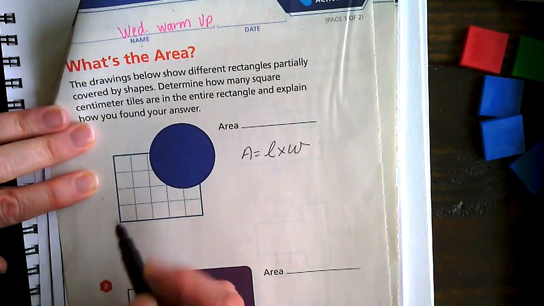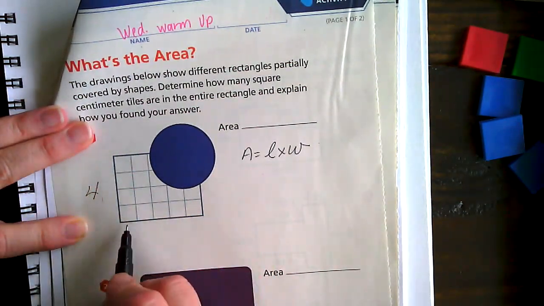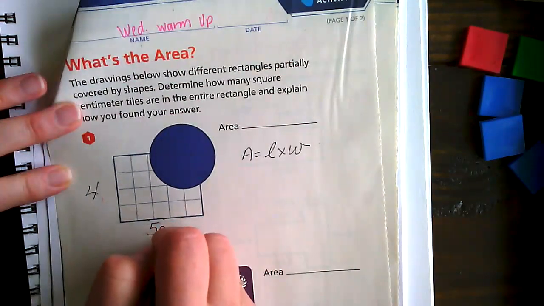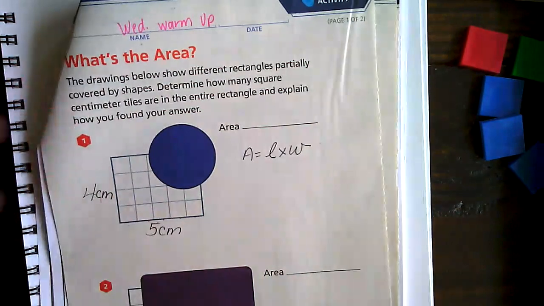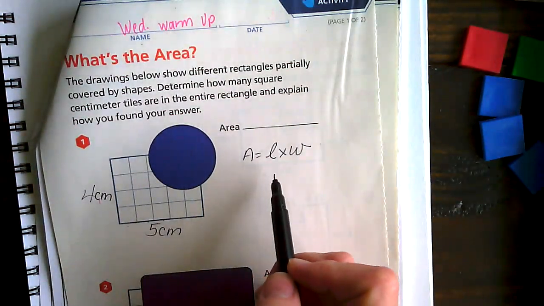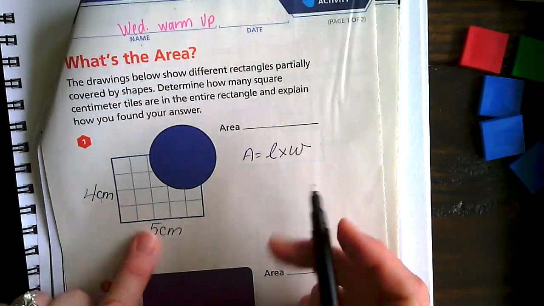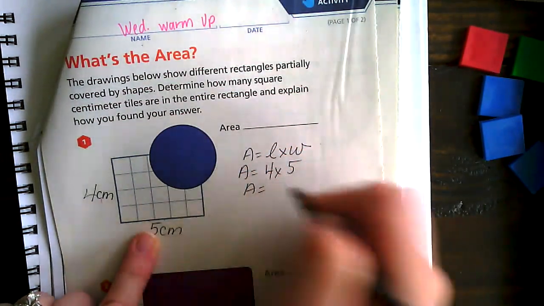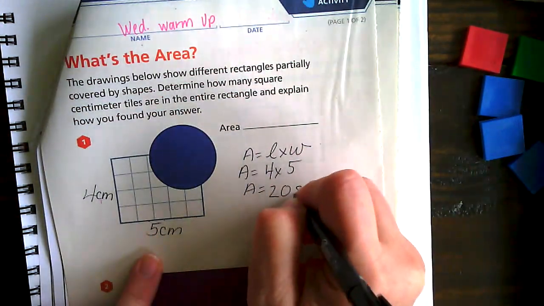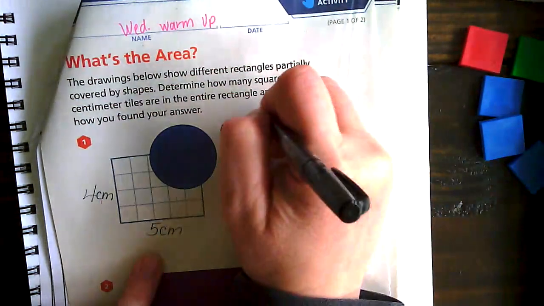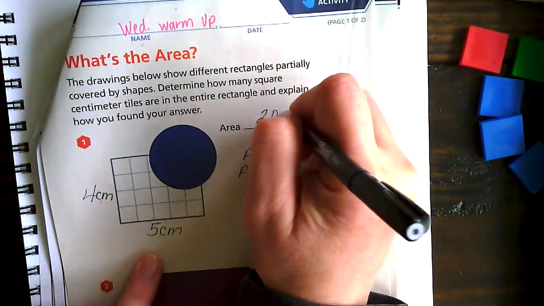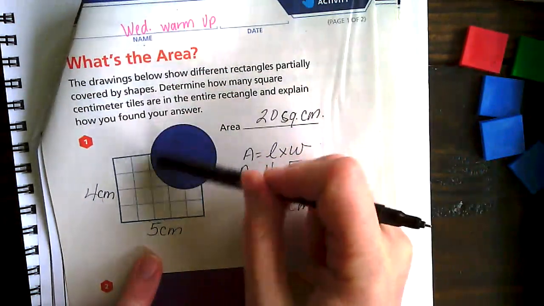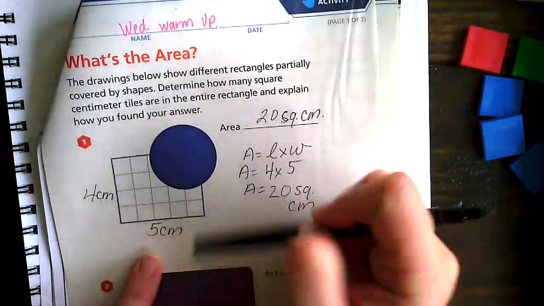1, 2, 3, 4. 1, 2, 3, 4, 5 square centimeters. Okay, so if we know that area equals length times width, that would mean 4 times 5, the whole area would be 20 square centimeters. Okay. This doesn't get in our way because we have this side open where we could figure it out.